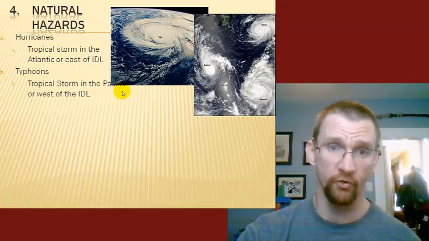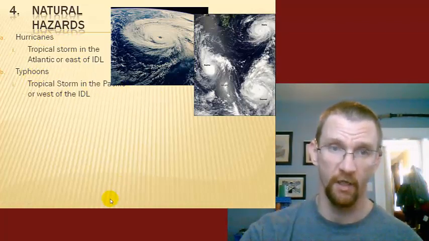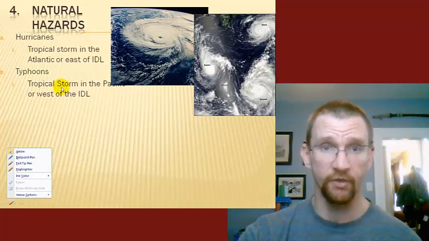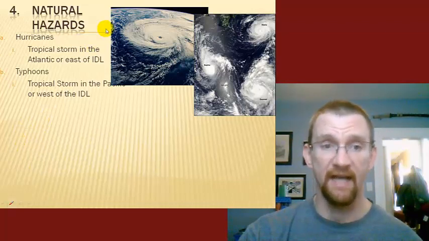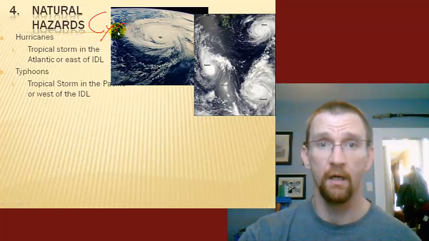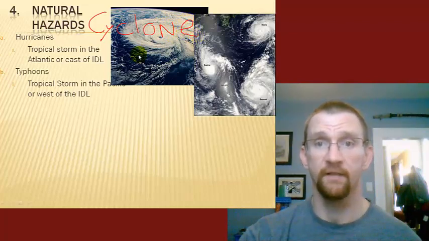So, typhoons, tropical storms in the Pacific or west of the international dateline. The last one I want you to know about is called, I'm not going to write it up here, but it's called a cyclone. A cyclone, here, I'll write it right here, is a tropical storm that takes place in the Indian Ocean, okay?